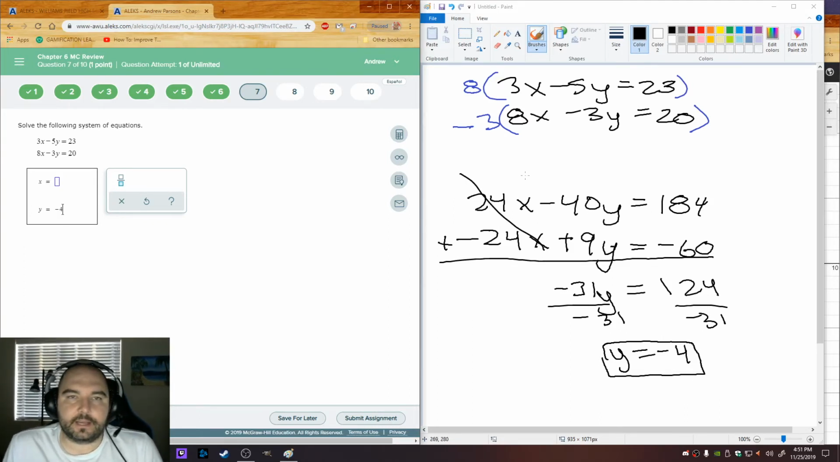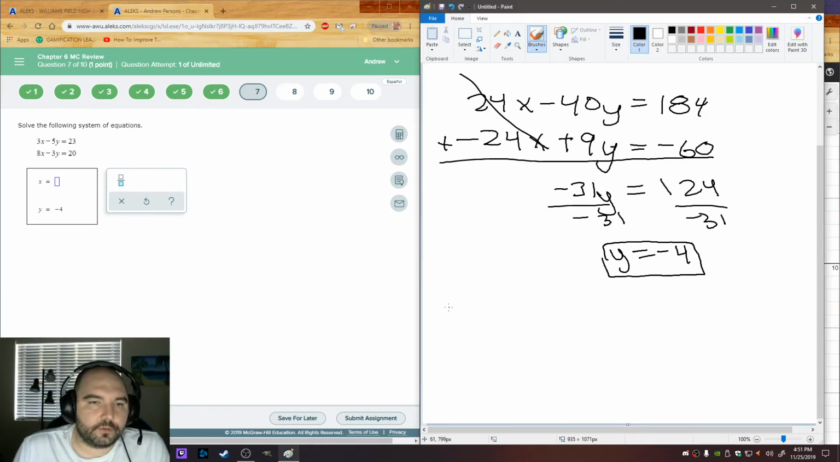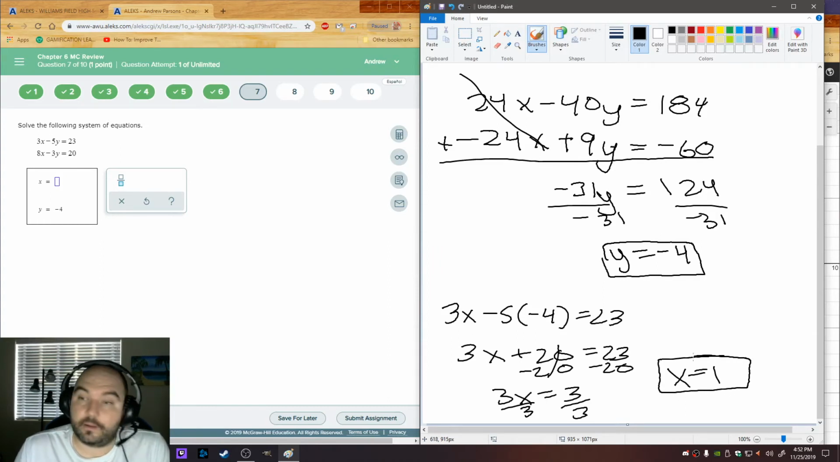Okay, we got to go back and find x. So I'm going to plug it into one of the originals. So I'll use the top row original. So 3x minus 5 times negative 4 in place of y equals 23. 3x plus 20 equals 23. And minus 20 on both sides. And I get 3x equals 3. Should be a pretty obvious answer, I hope. 3 divides each side to find that x equals 1.